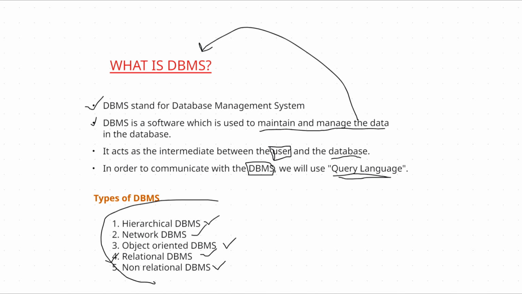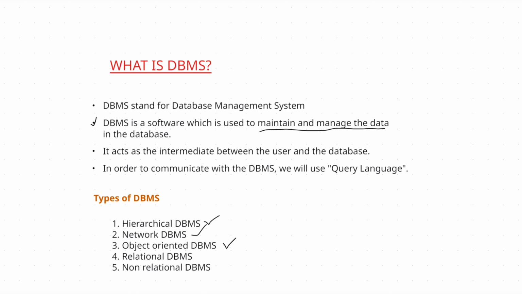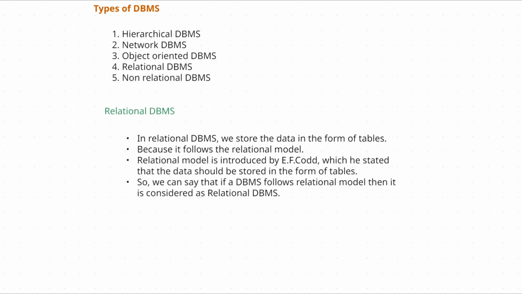Okay, so let me erase all these things. So what is relational DBMS? First point: in relational DBMS, we store the data in the form of tables. So what is a table? A table consists of rows and columns. How does a table look? This is the table, right? It consists of rows and columns.